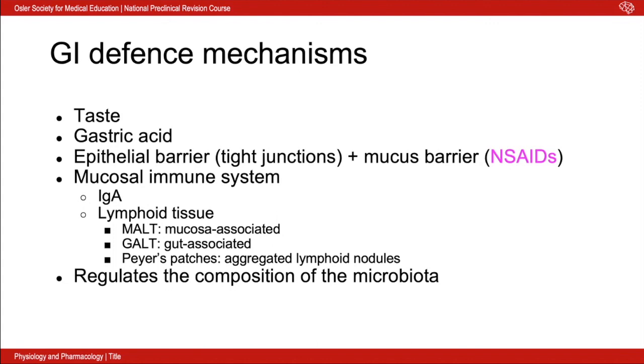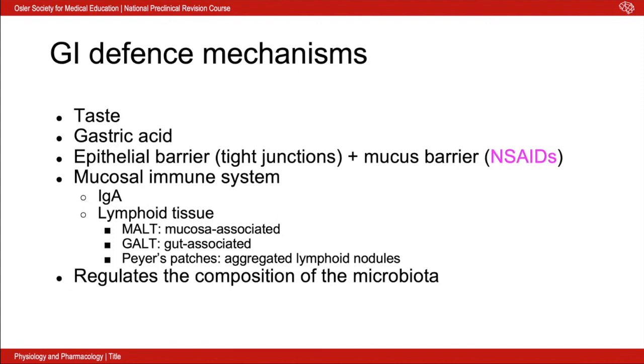Once food has entered the stomach, the gastric acid can kill bacteria. So that's another defense mechanism. And throughout the GI tract, you have an epithelial barrier where the epithelial cells are joined by tight junctions. And the tight junctions limit paracellular movement, and the epithelial barrier is a physical barrier itself as well. And then you have a mucus barrier, and we've already spoken about NSAIDs and their effect on the mucus barrier.